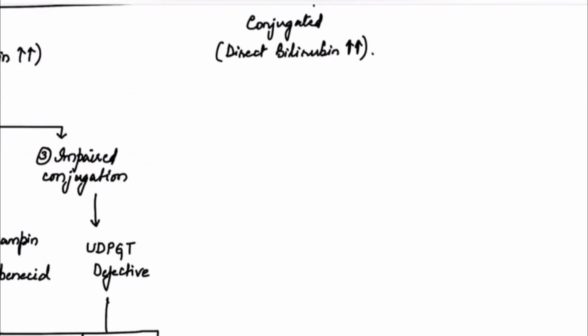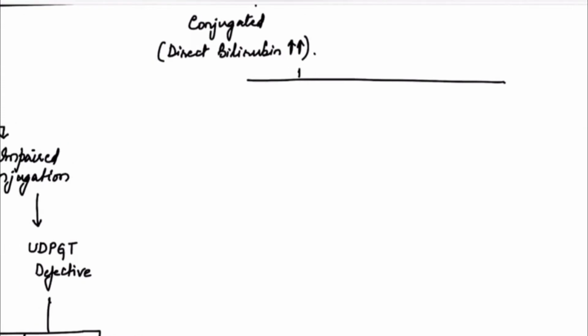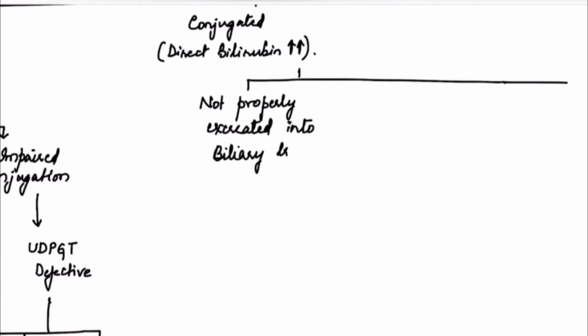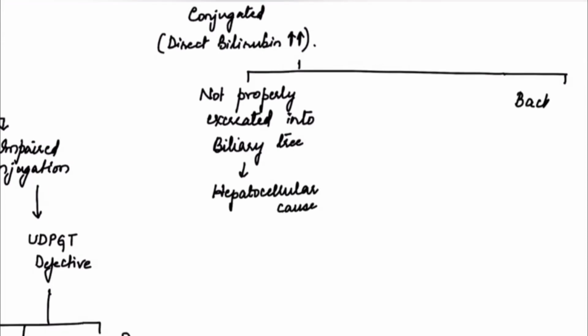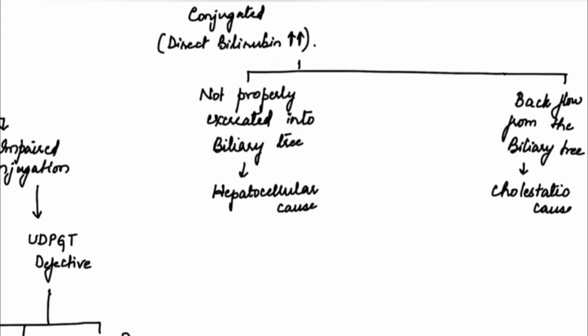Now let's look at conjugated hyperbilirubinemia. That means bilirubin is already conjugated, but either it is not properly excreted into the biliary tract. This is known as the hepatocellular cause. Or that which is excreted into the biliary tract has some obstruction, so it is flowing back. So backflow from the biliary tract. This is known as a cholestatic cause or an obstructive cause.